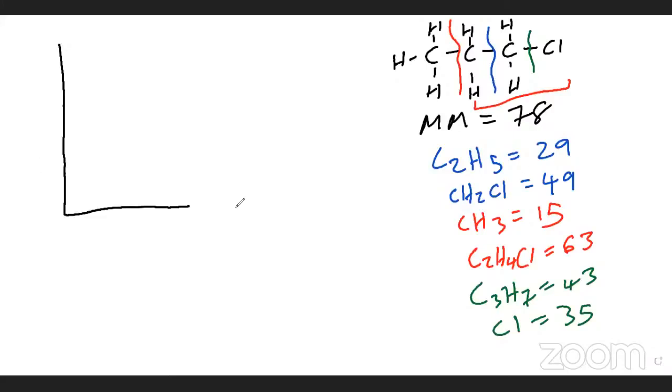So the chlorine would be a fragment by itself, the chloride. I have a fragment for 15, so let's put that on. I have a next one for 29. Let us say 43 is the most stable one, so let's make that the tallest peak. I have a next one for 49. Also, I have one for 63.